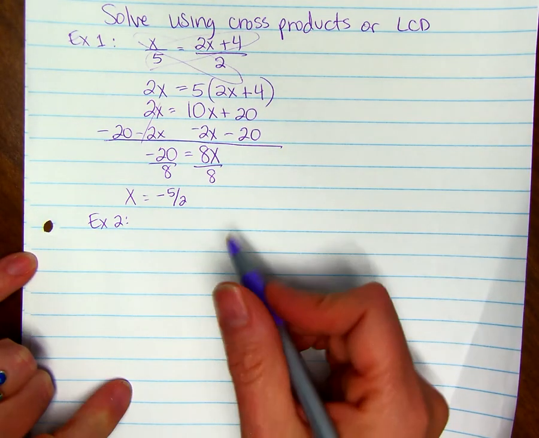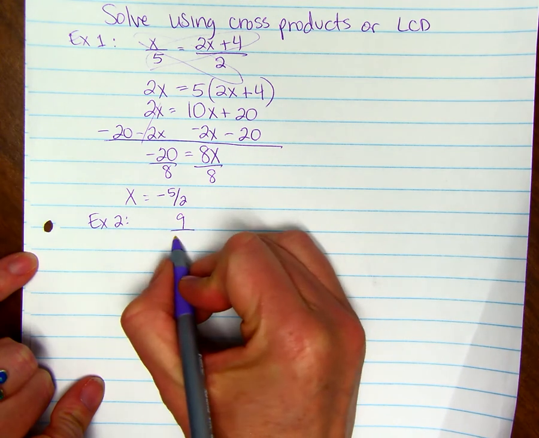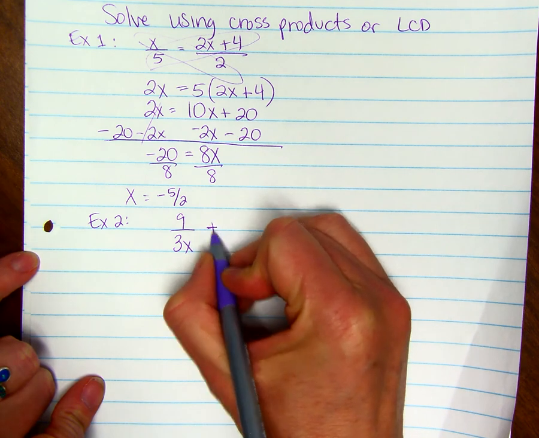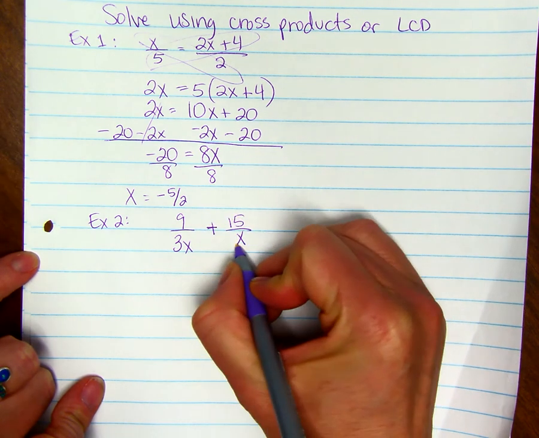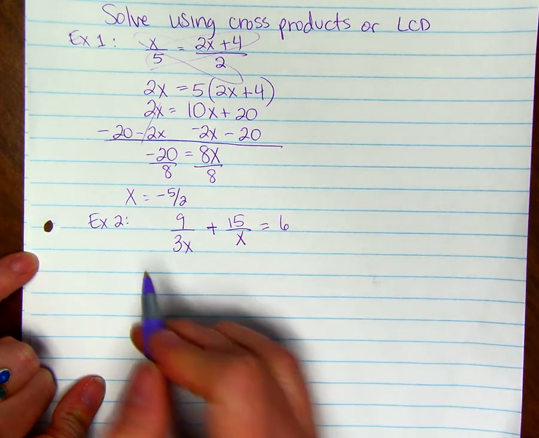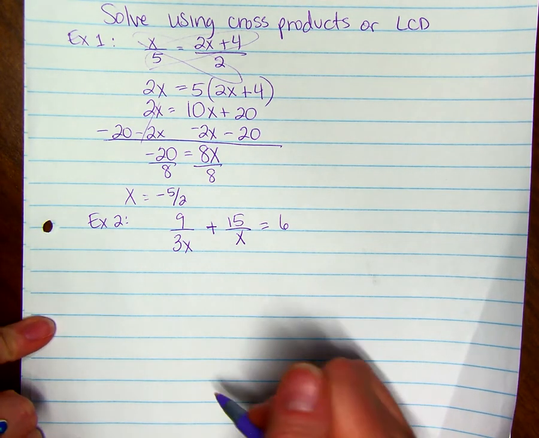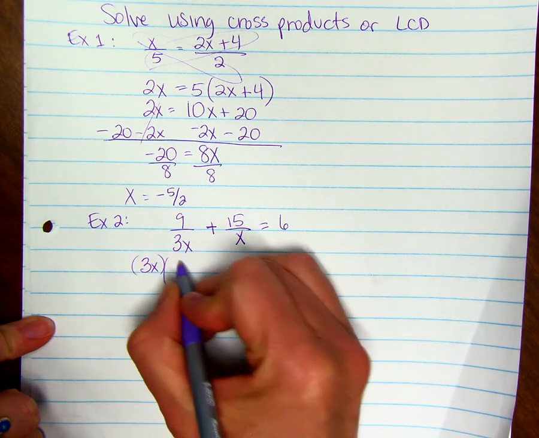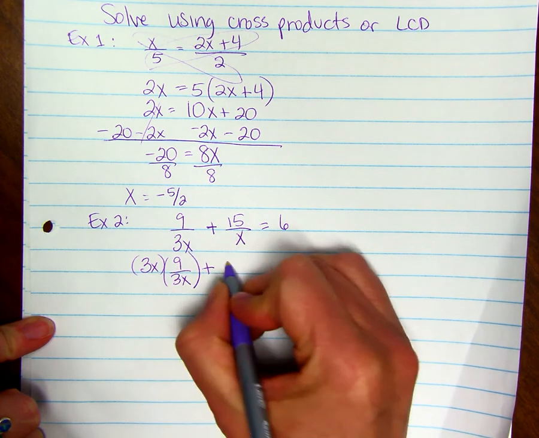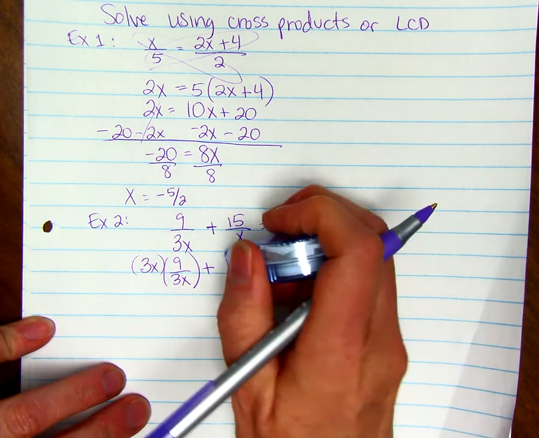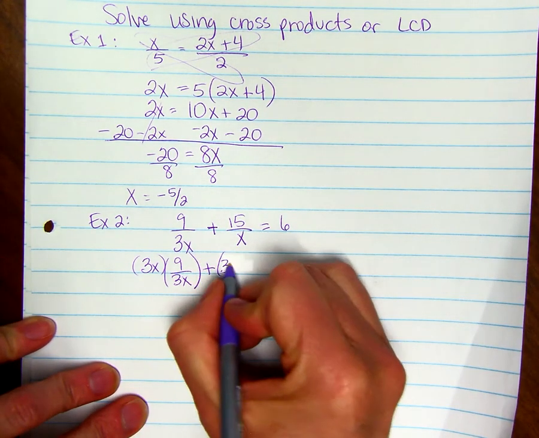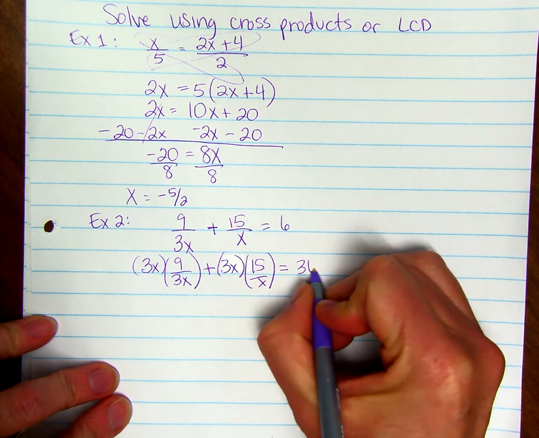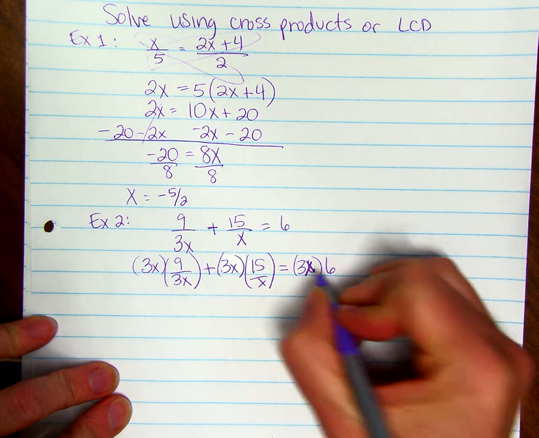So we have 9 divided by 3x plus 15 divided by x equals 6. So we look at what the least common denominator would be, and that would be 3x. So we're going to multiply 3x times all of the terms in the equation. So I have 3x times 9 divided by 3x plus 3x times 15 divided by x equals 3x times 6.